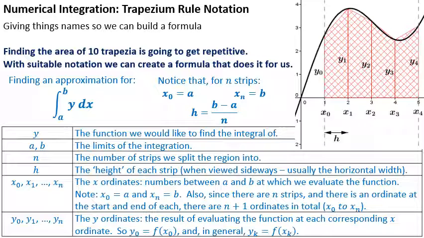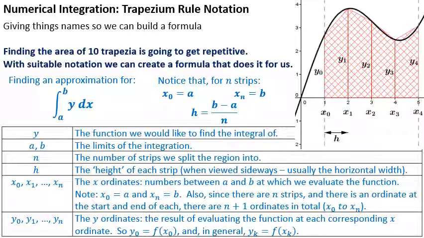This quite daunting looking table is just a summary of all of those things. So y and a and b correspond to the original integral that you're dealing with. Then n is the number of strips that you choose to split the region into. In an exam, this will be given to you.